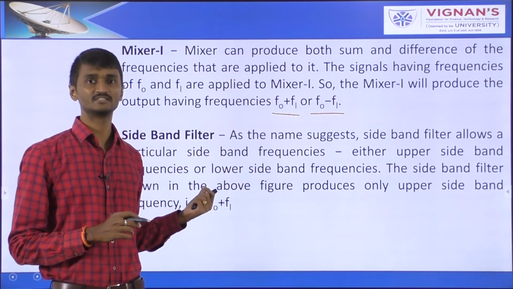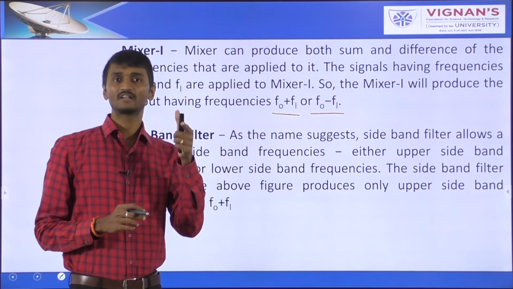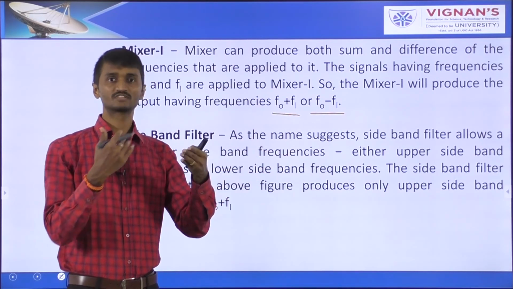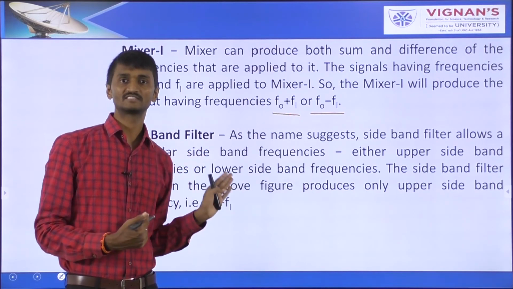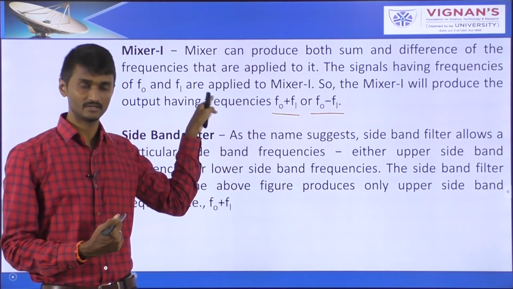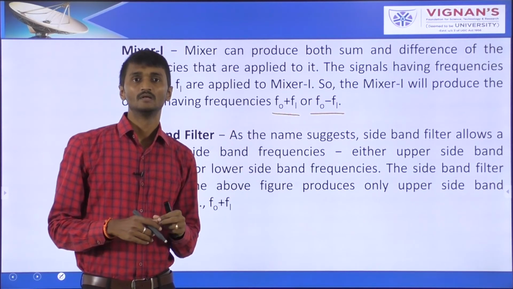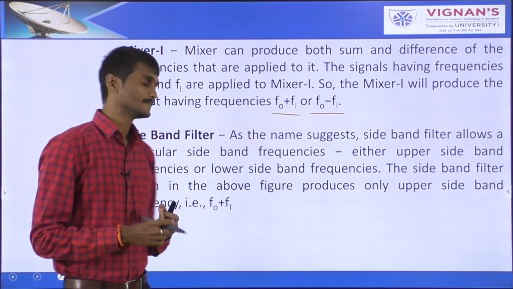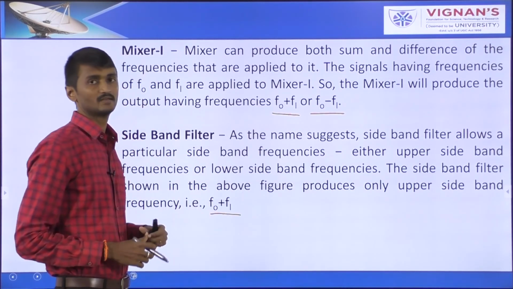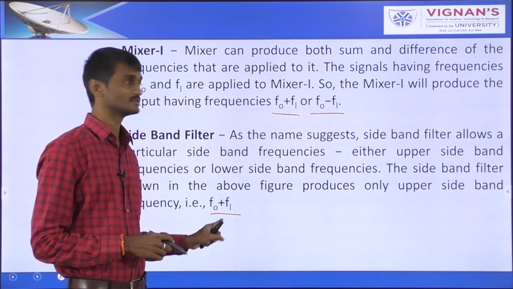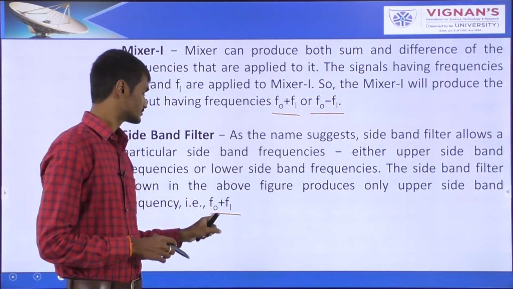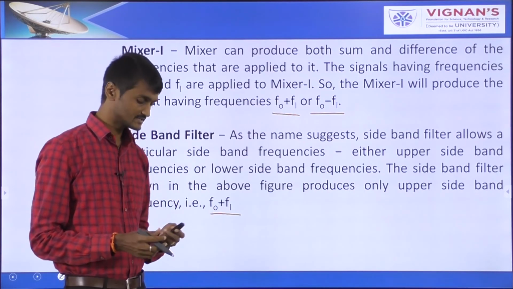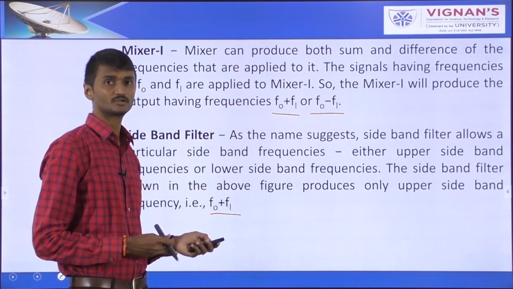As the name suggests, the sideband filter allows a particular sideband of frequencies, either the upper sideband or the lower sideband. The sideband filter shown in the block diagram can only produce the upper sideband frequencies, that is F0 plus FL. Here there are upper and lower sidebands, but only F0 plus FL is produced. Next, this output will be connected to mixer 2.